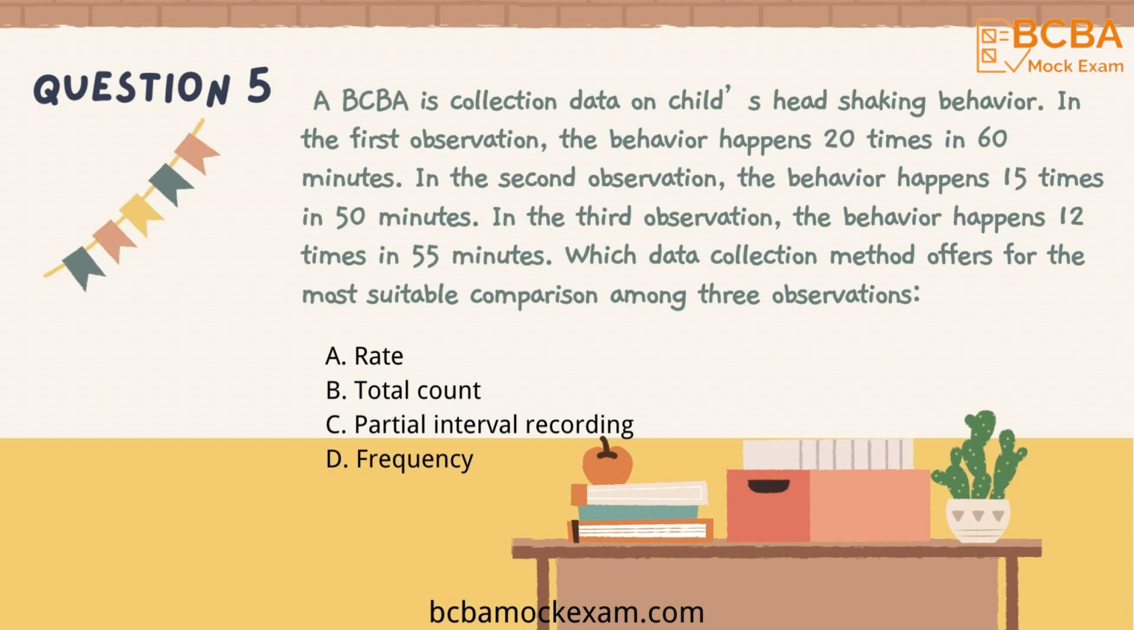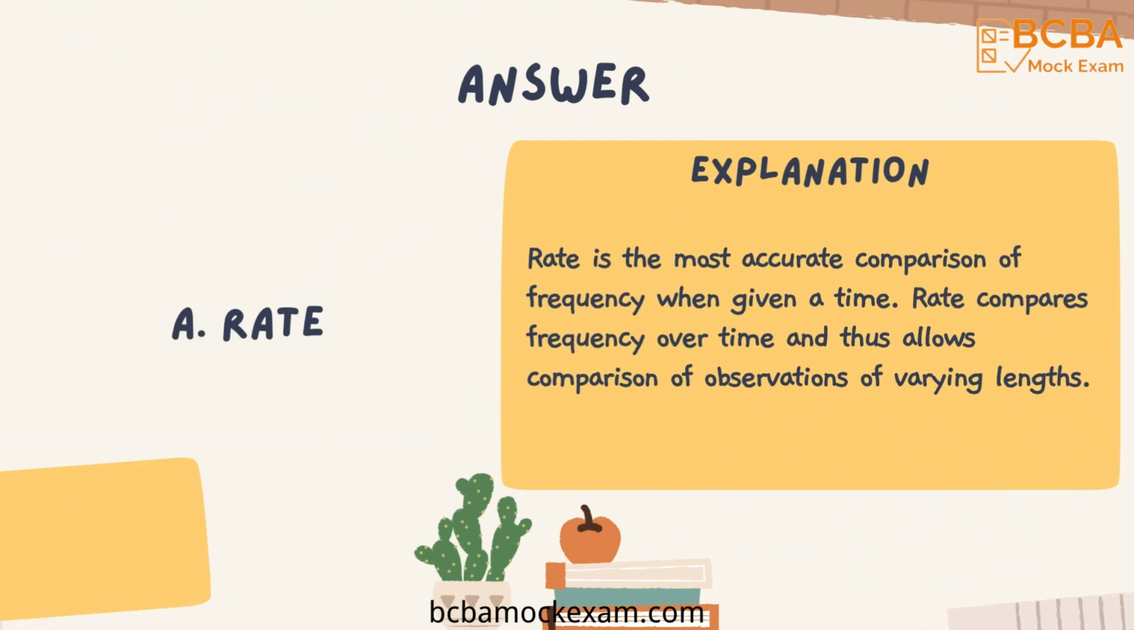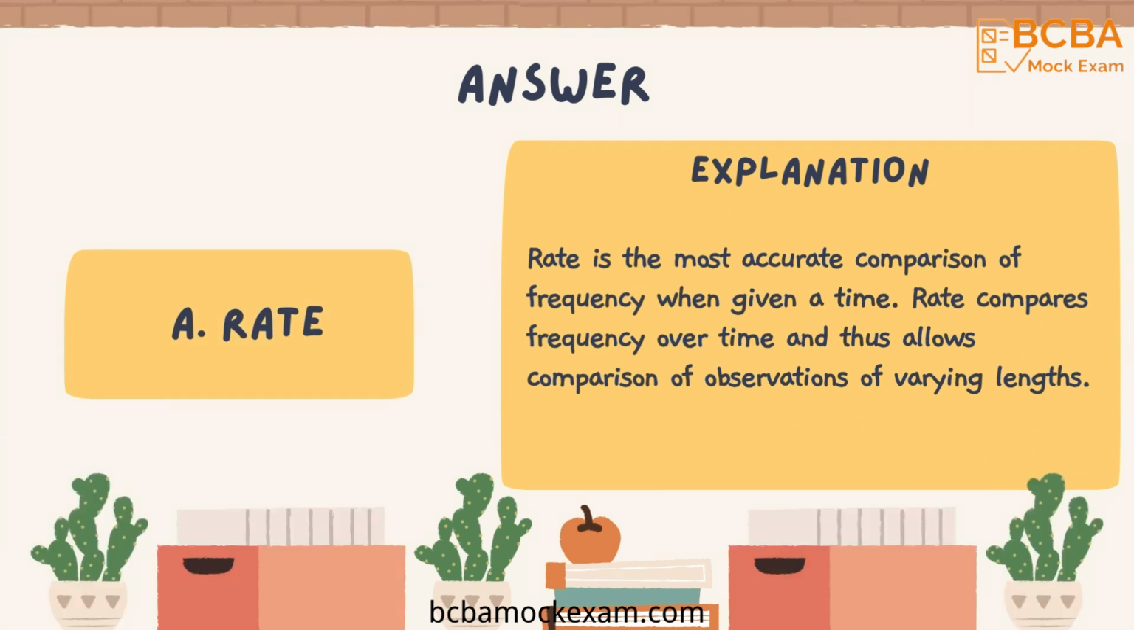A. Rate. B. Total count. C. Partial interval recording. D. Frequency. The answer is A. Rate. Rate is the most accurate comparison of frequency when given a time. Rate compares frequency over time and thus allows comparison of observations of varying lengths.